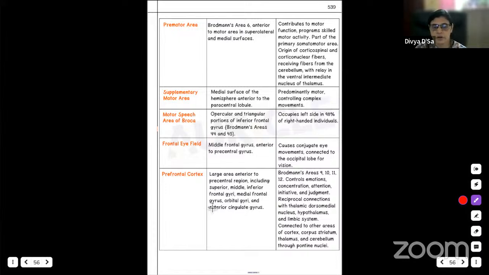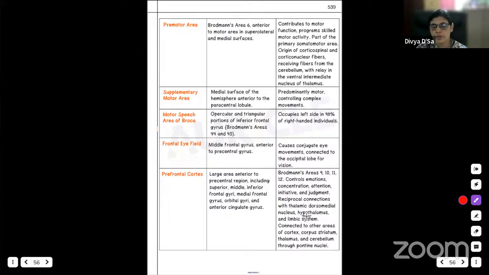Then we have the prefrontal cortex. It is a large area in front of the precentral region. This prefrontal area includes the superior, middle, and inferior frontal gyrus. The entire part is Brodmann's areas 9, 10, 11. This one will control emotions, concentration, attention, initiative, and judgment.